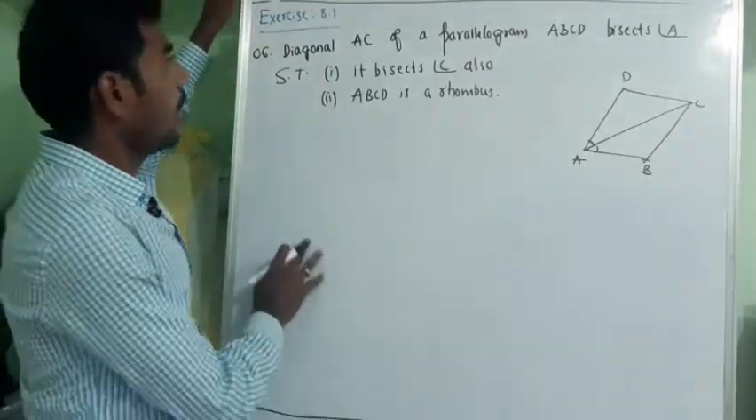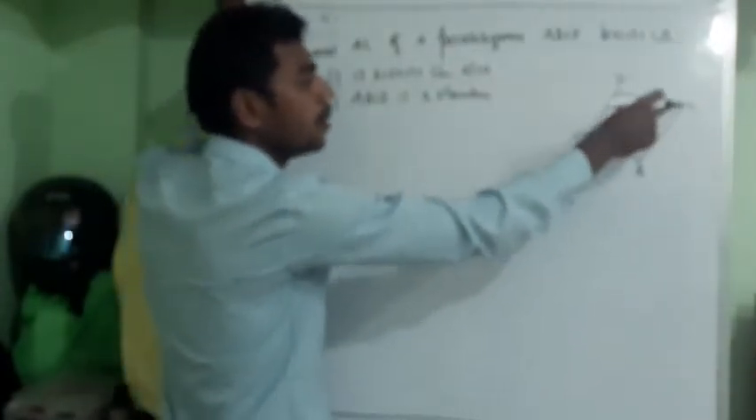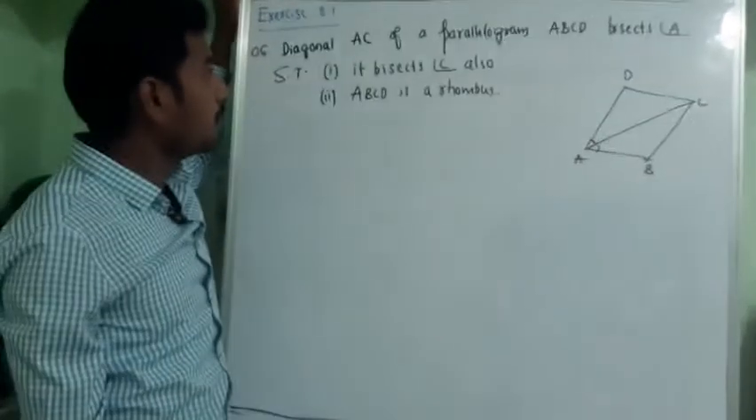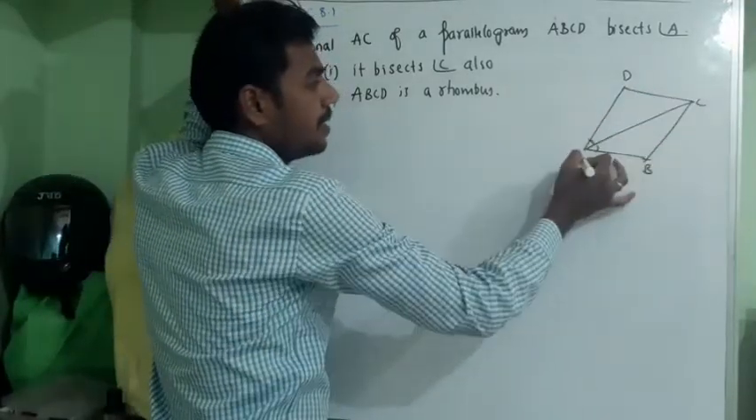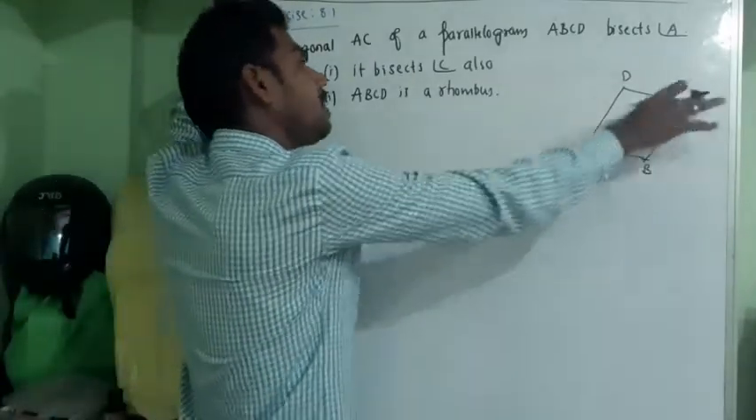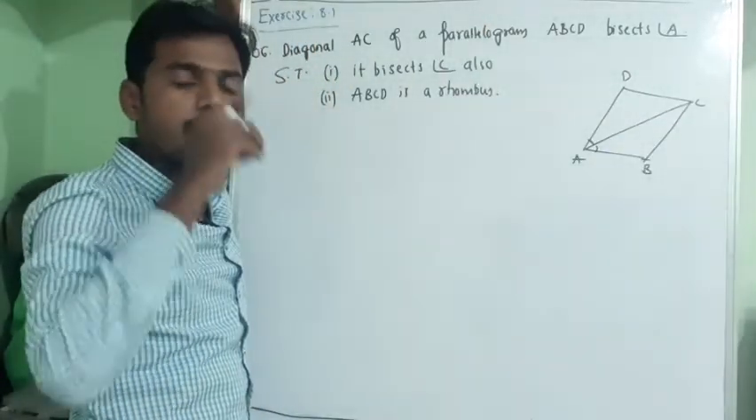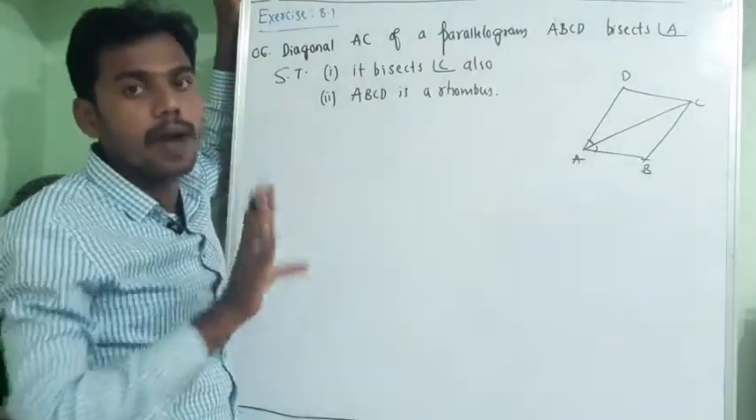Sixth question, diagonal AC of a parallelogram. ABCD is a parallelogram, in that AC is a diagonal. It bisects angle A, meaning DAC is equal to CAB. We need to show that it also bisects angle C. We need to show angle DCA is equal to angle ACB. And we also need to show that ABCD is a rhombus. If I want to call a given parallelogram a rhombus, all the sides of that particular parallelogram should be equal, then only I'll call that parallelogram a rhombus.